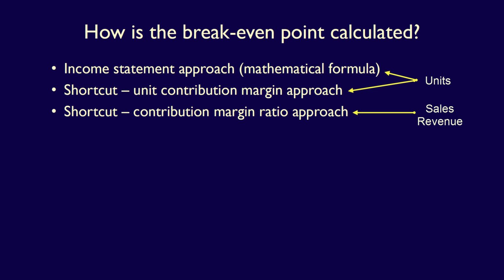Note that the income statement approach and the unit contribution margin approach both calculate the number of units, Q, or the quantity of units we need to sell in order to break even. We have also used the contribution margin ratio approach in order to calculate the total sales revenue we need to break even. Any of these methods can be used to calculate the break-even point, which is, remember, when operating income is equal to 0 because total sales revenue is just enough to cover total variable costs plus the total fixed costs.